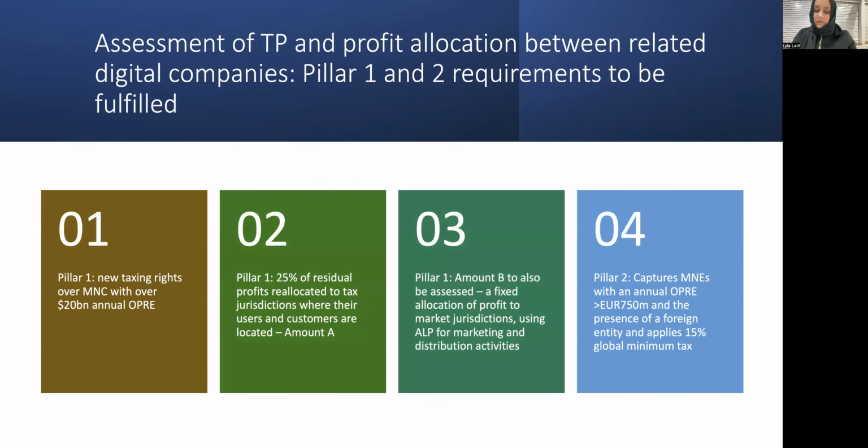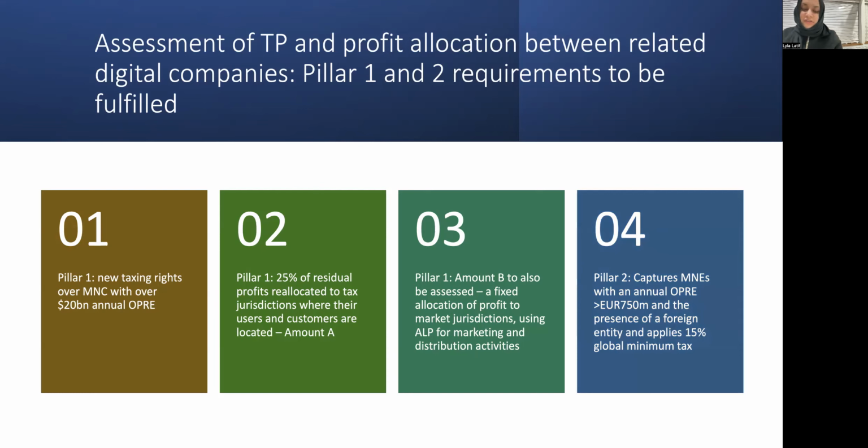There is also an Amount B, which is a fixed allocation of profit to market jurisdictions using an arm's length principle to arrive at an in-country baseline for marketing and distribution activities.